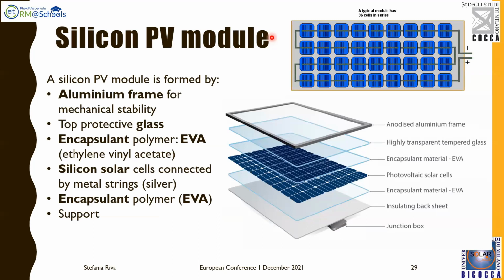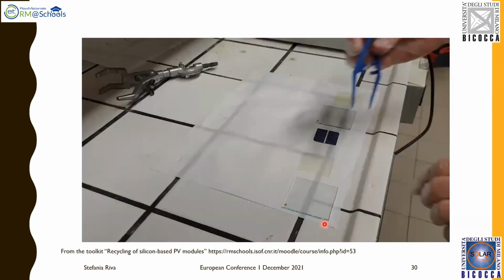But this is not enough in order to produce energy. 36 silicon solar cells need to be connected in this way. And there are also other materials. The silicon module is glued with a polymer called EVA. There are other materials such as glass and aluminum, a plastic for insulating the module, and a junction box for the strings.